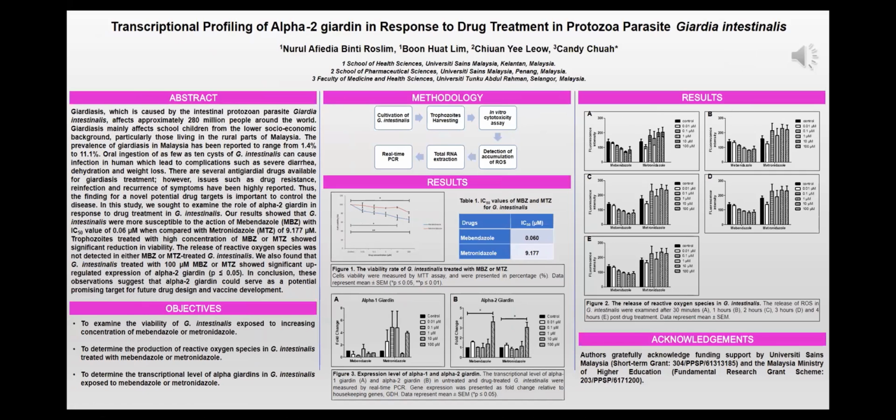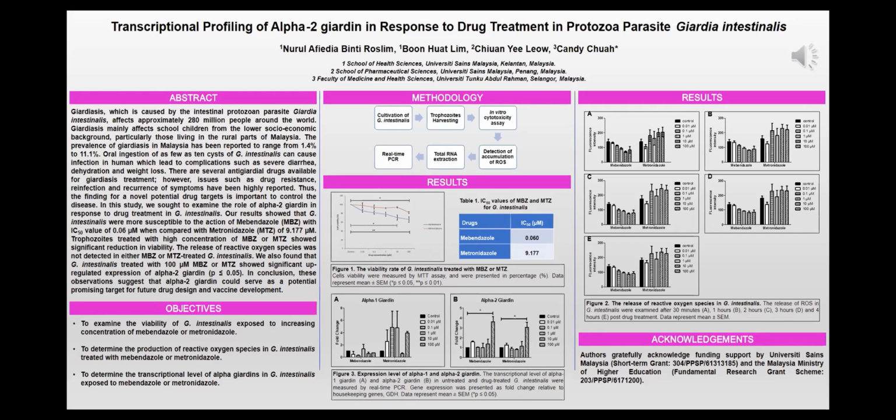In this study, we examined the role of alpha-giardins in response to drug treatment in Giardia intestinalis. Giardia intestinalis were treated with increasing concentrations of mebendazole and metronidazole. Our findings show that Giardia intestinalis treated with high concentrations of mebendazole or metronidazole showed significant reduction in viability, and they were more susceptible to the action of mebendazole when compared with metronidazole. The release of reactive oxygen species was not detected in either mebendazole or metronidazole treated Giardia intestinalis.